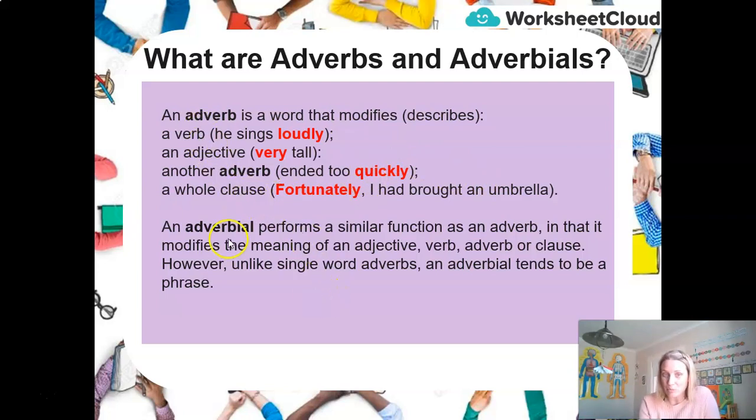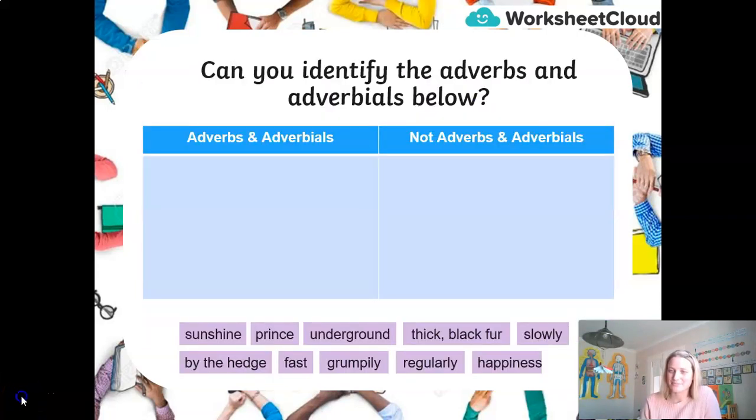An adverbial performs a similar function. However, unlike single words, adverbials tend to be phrases. Okay, so that's the main difference between them. So an adverb is a single word, an adverbial is a phrase. So let's start looking at those in a bit more detail.